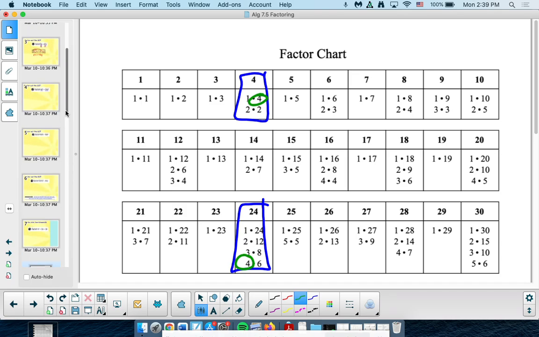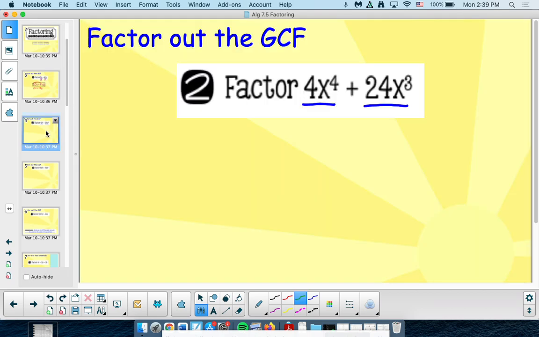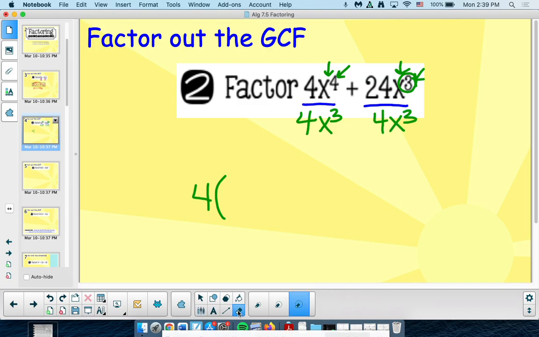Okay, so use that factor chart if your math facts aren't as strong as you'd like them to be. So I know I can take out a 4. Now, do they share any variables? Well, they both have an x. So how many can I take out of both? Well, I can take 4 out of this one, but I only have 3 to give here. So the most we can take out of both would be 3. So that's what we can take out of both of them, 4x cubed.